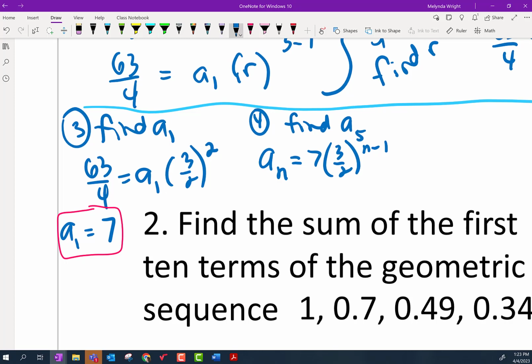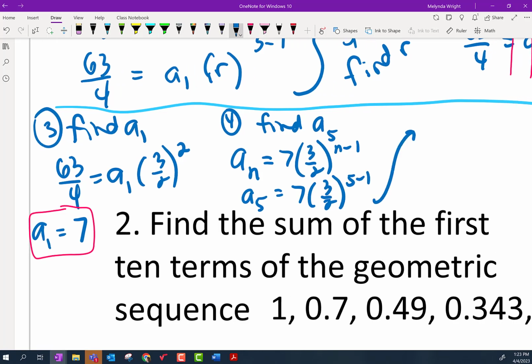Now we're going to find our 5th term. So a5 is 7 times 3/2 to the 5 minus 1. And so we use our calculator to do that. And so the 5th term happens to be 567 over 16.